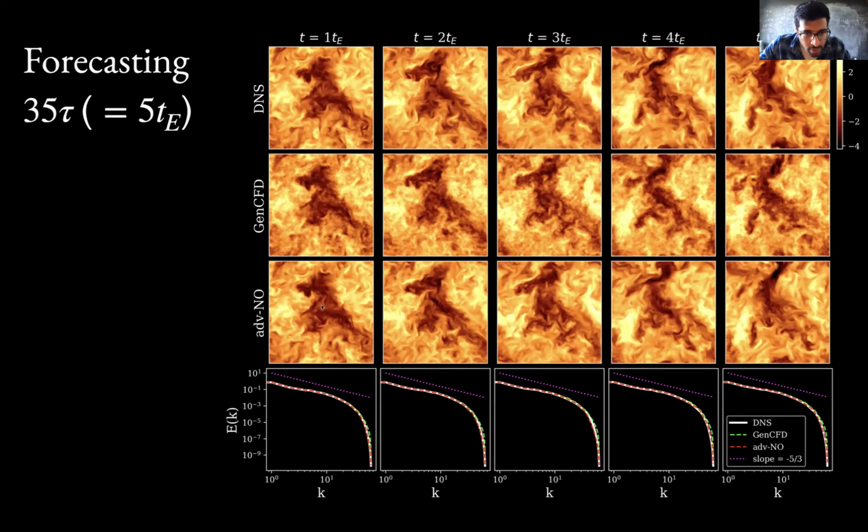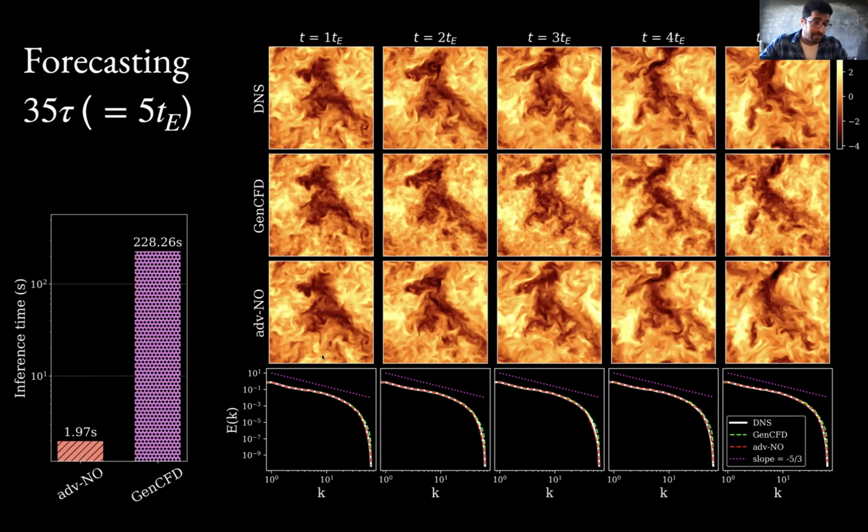If you look closely, the lower wave numbers or low frequency modes are captured pretty well by GenCFD, but the high frequency component looks a bit noisy, while the adversarial NO looks more realistic. And if you look at the energy spectrum also, you'll see the green line is slightly overshooting the actual energy spectrum. It's slightly above the DNS energy spectrum.